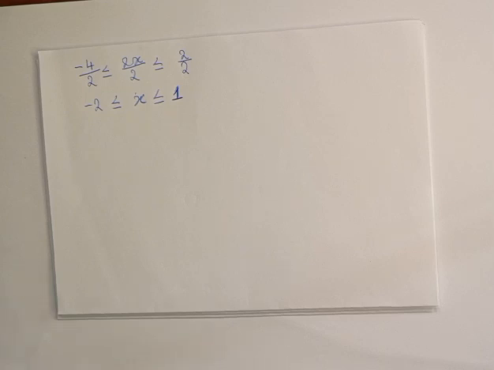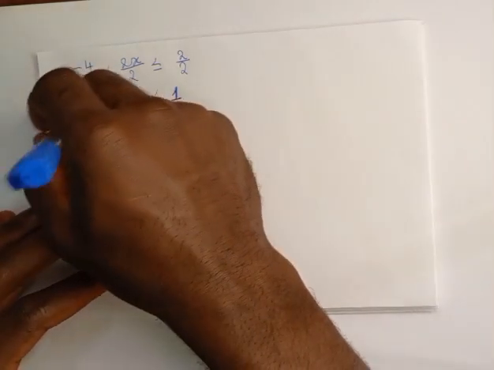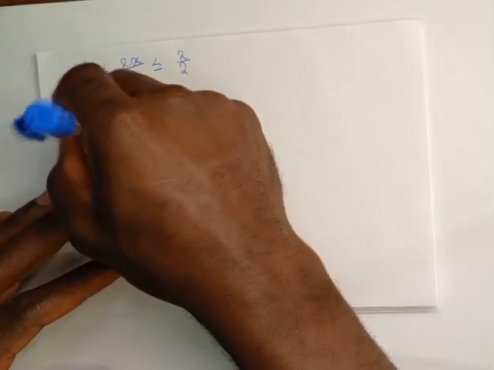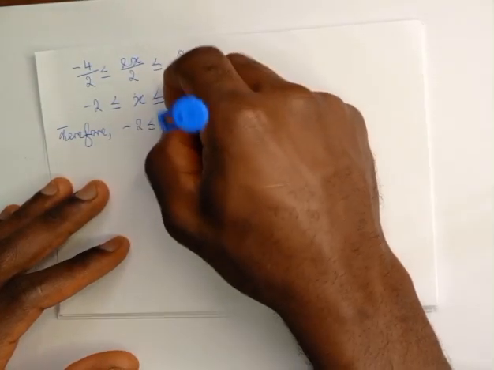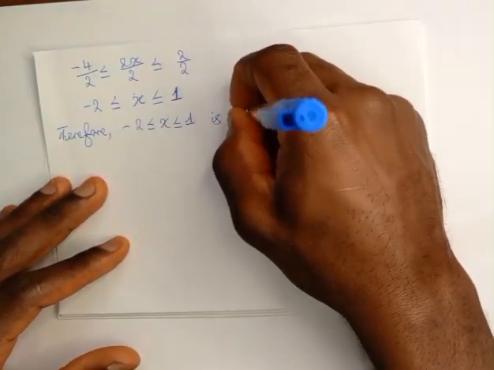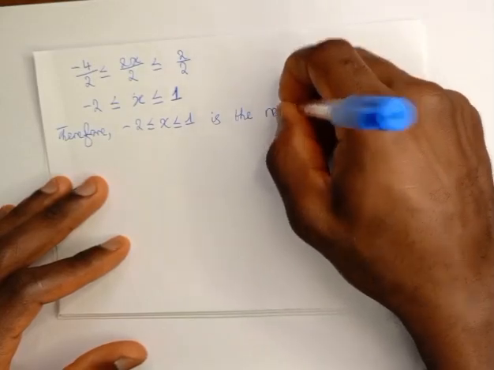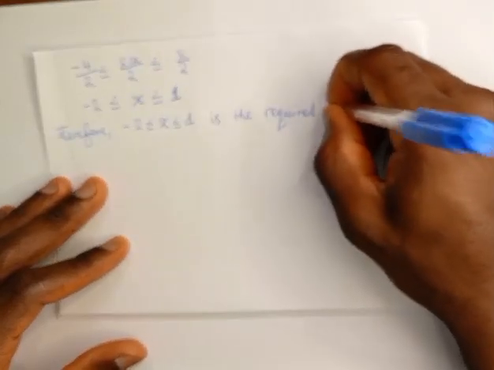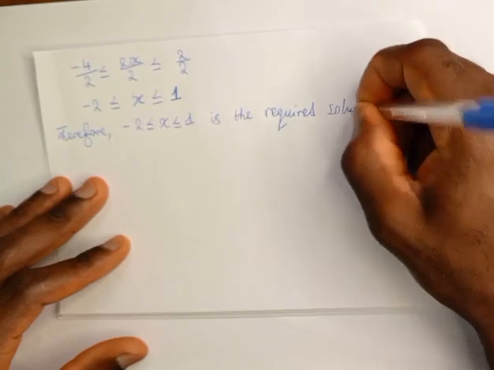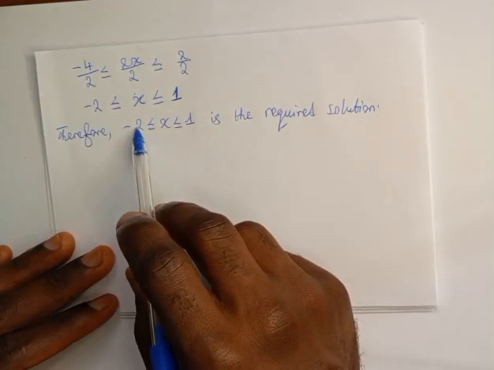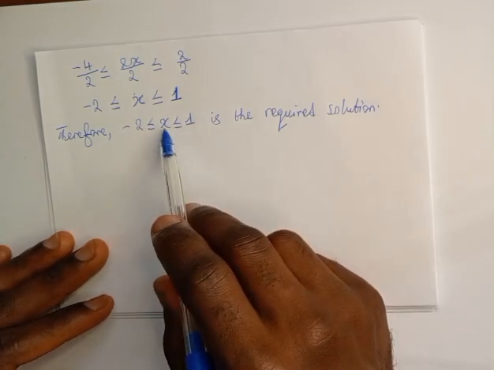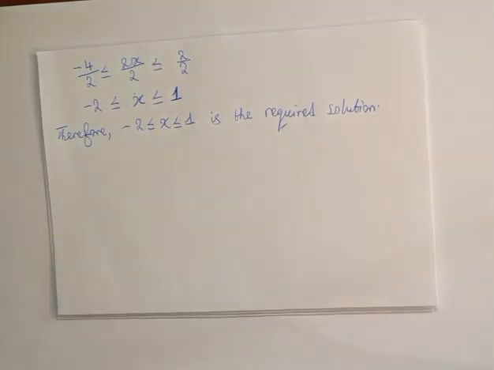We conclude therefore that negative 2 less than or equal to x less than or equal to 1 is the required solution. It simply means if we take any value of x that lies between negative 2 and 1 inclusively, the given inequality will be true.